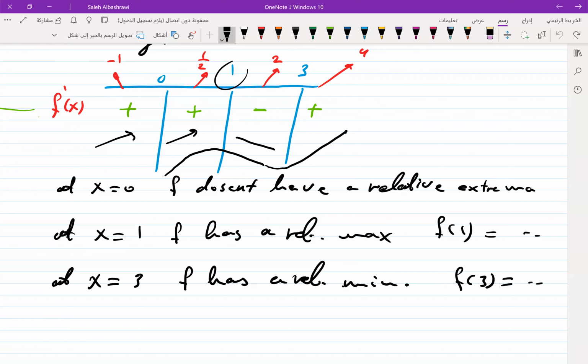So at x equal to 1, the function f has a relative maximum. At x equal to 3, f has a relative minimum. And at x equal to 0, f doesn't have any extremum. There is no maximum or minimum at that one.